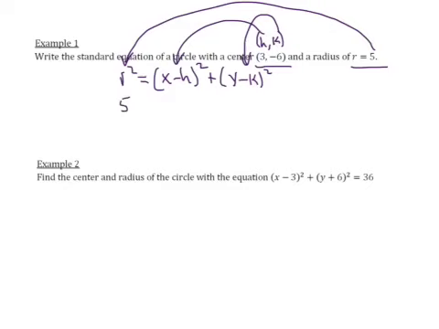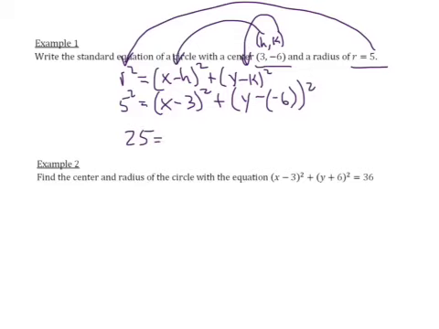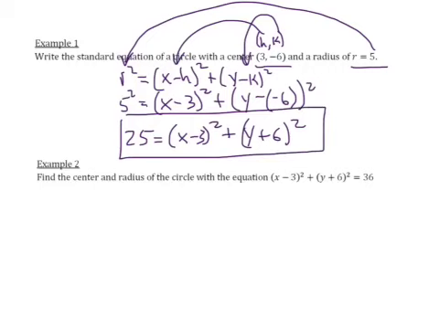Plug in h, plug in k, and plug in the radius. So we have 5 squared equals x minus 3 squared plus y minus, and our k is negative 6 here, squared. So that's going to give us 25 equals x minus 3 squared plus, and this minus minus is going to become a plus 6. And that's it. Don't overthink it. There it is. Now let's go backwards.